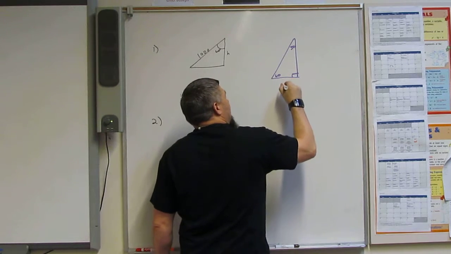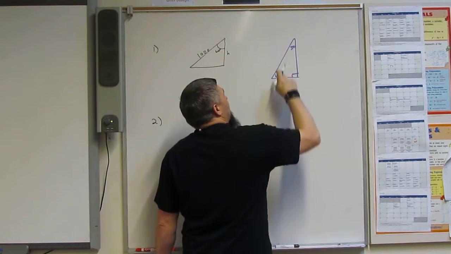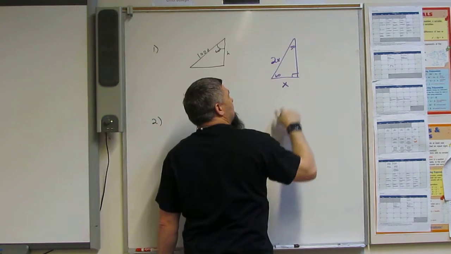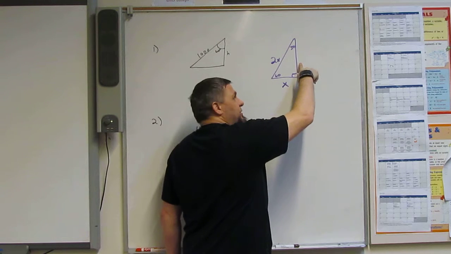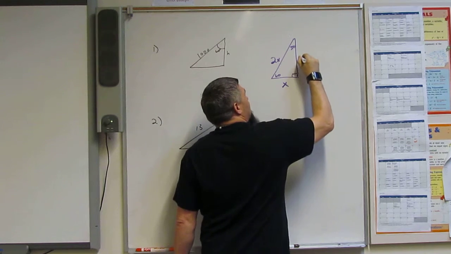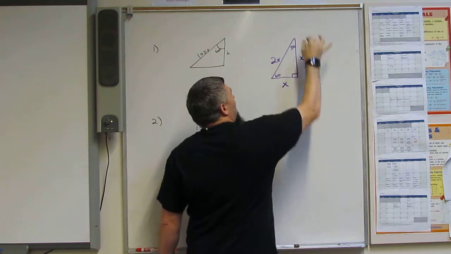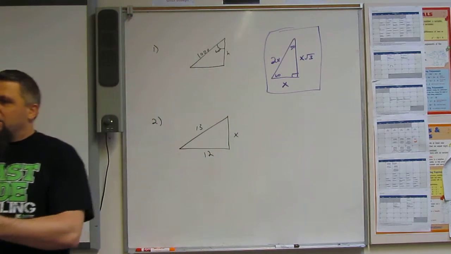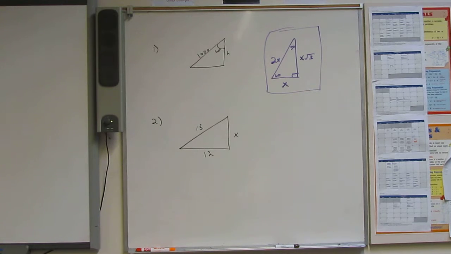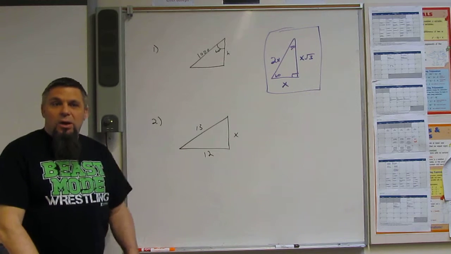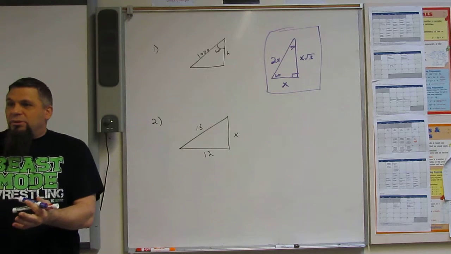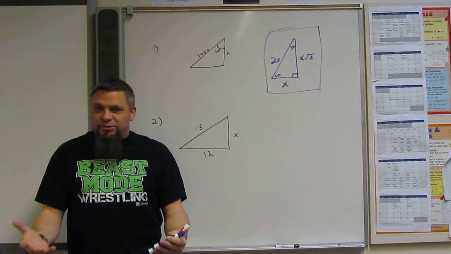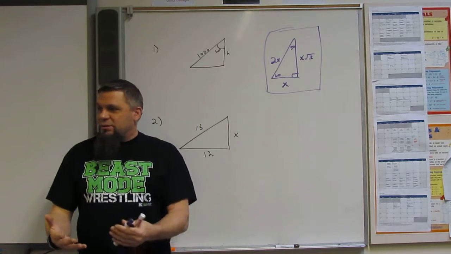You have to know that this side is x, that this hypotenuse is 2x, and that this other long side is x square root 3. This needs to be in your cheat sheet. And for whatever side is given to you, you make it equal to one of these sides. That's the whole trick to this problem.